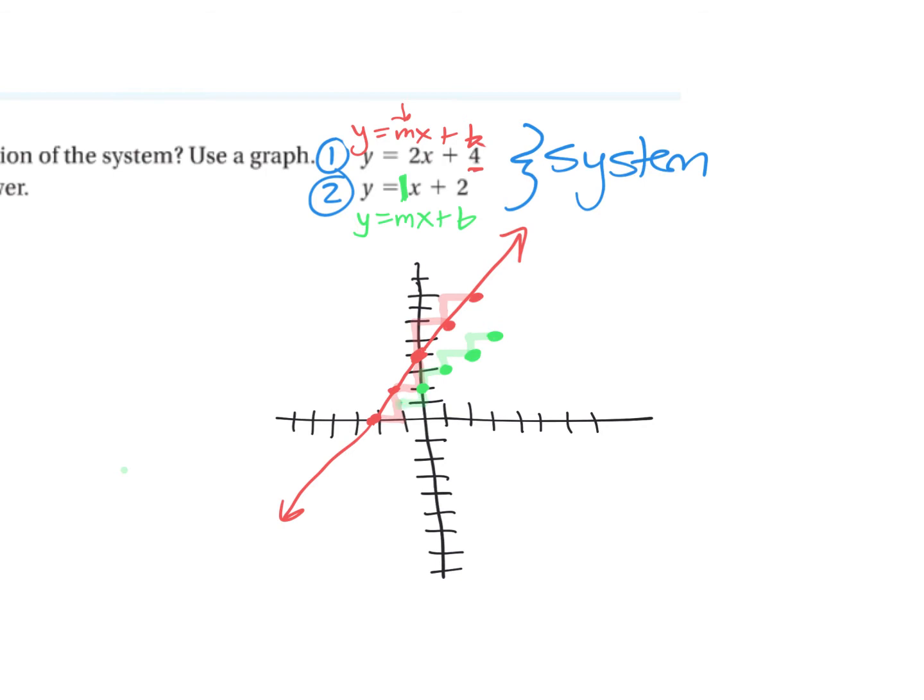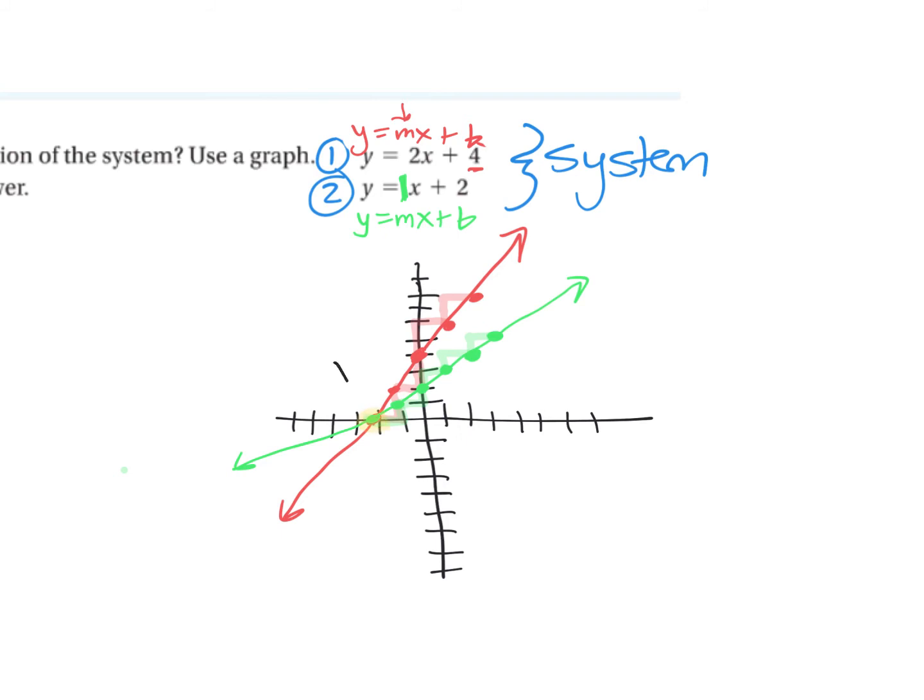I'll put a point right there, and we'll do it again. We'll go down 1, right 1. And bada bing, we got it. That is where they're going to cross. I'll draw my line so I can clearly see where they cross. This is going to represent my solution.